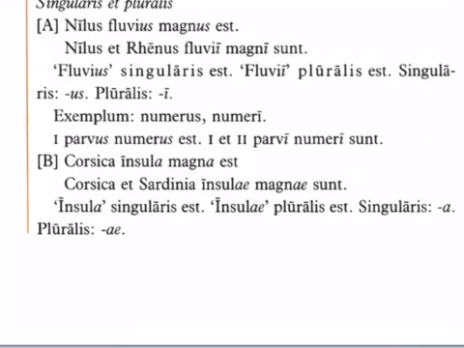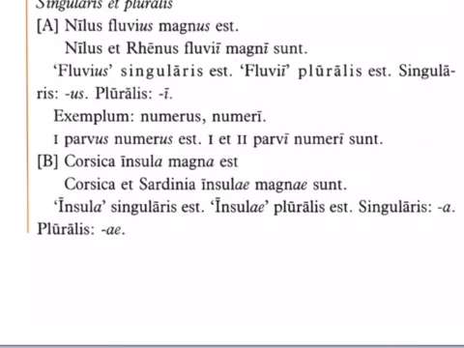Corsica insula magna est. Now we've switched to a feminine noun. Corsica is feminine, insula is feminine, and the adjective magna, because it describes the feminine noun insula, is also given a feminine ending. The feminine singular ending, this is a first declension ending, we'll learn more about that later, is a short a. And then again we have est, which is the singular verb for is.